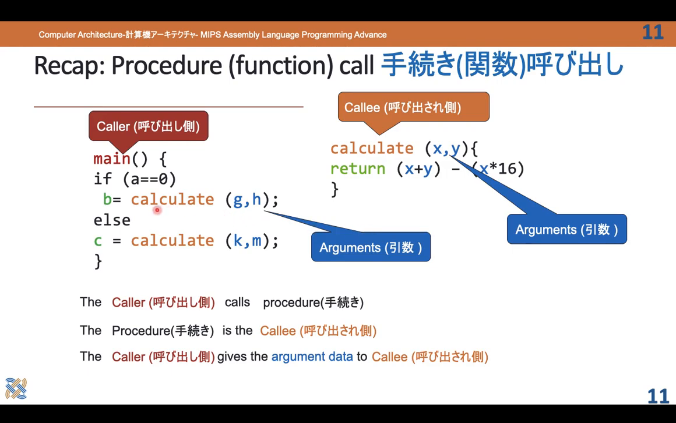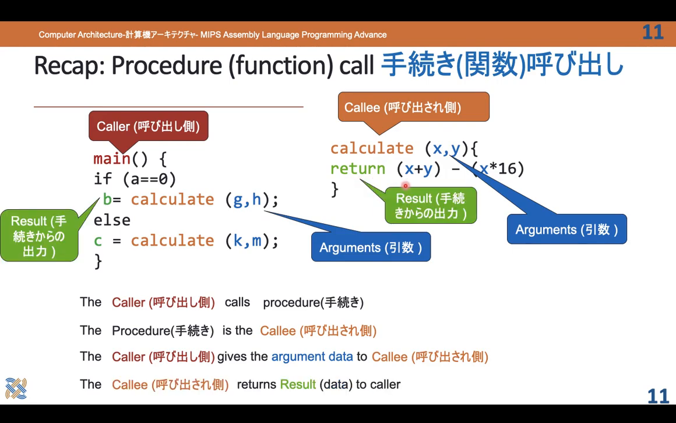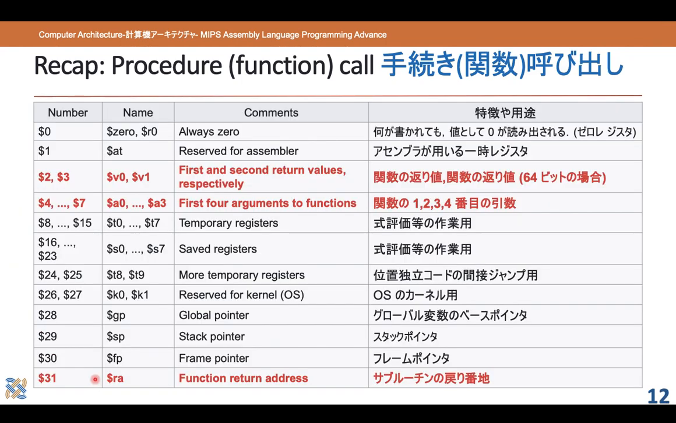Well, the procedure call sends some arguments to the callee. The callee receives the arguments, and after calculating, the callee returns the result to the caller. This is the way function and procedure calls work. So, 1, 2, 3, 4, 5 steps. Well, let's have an example.